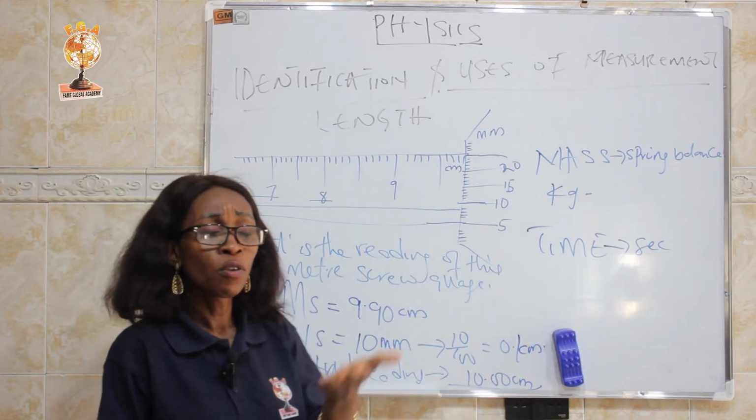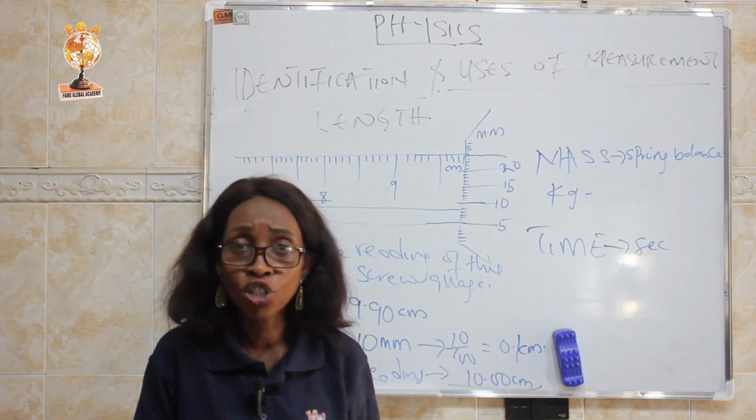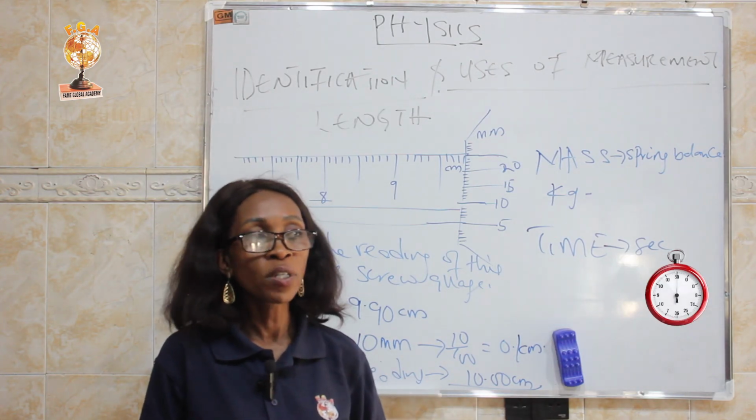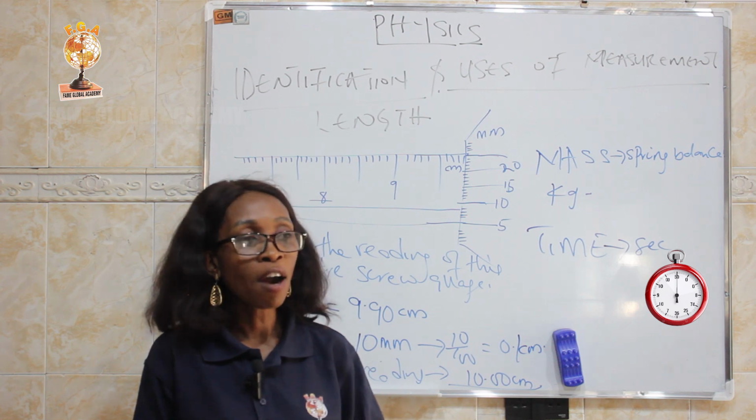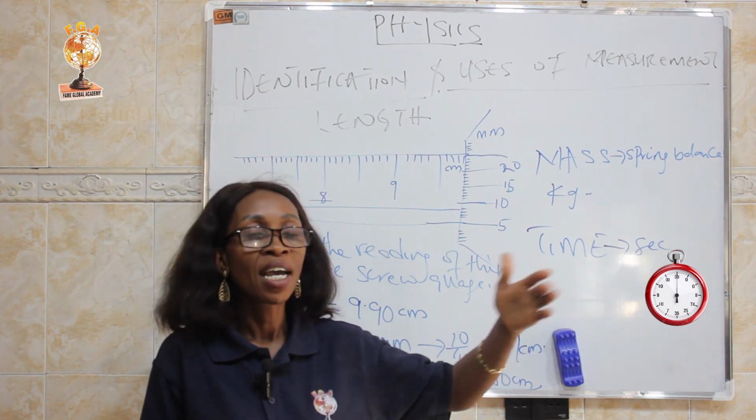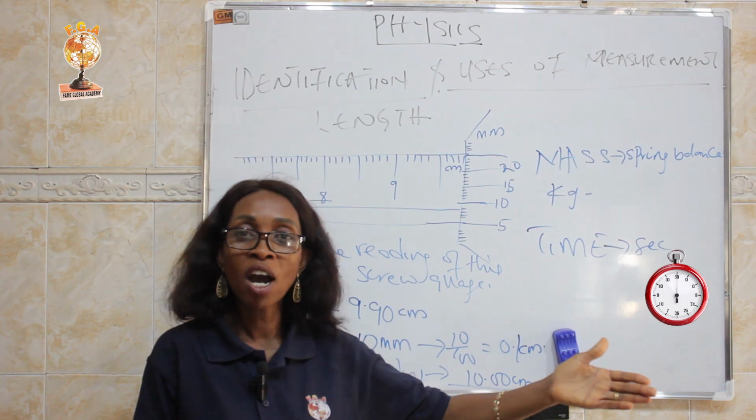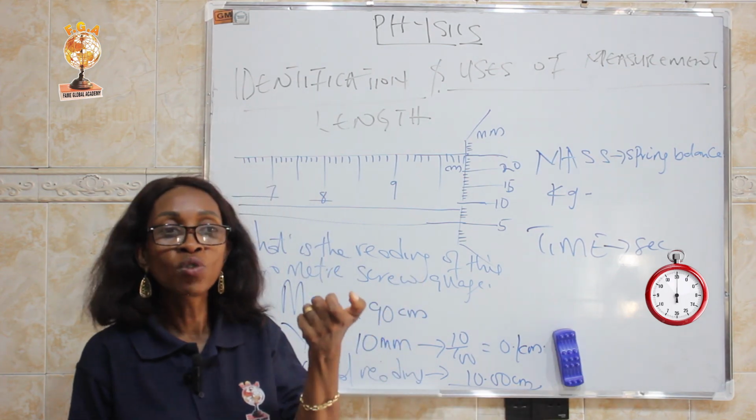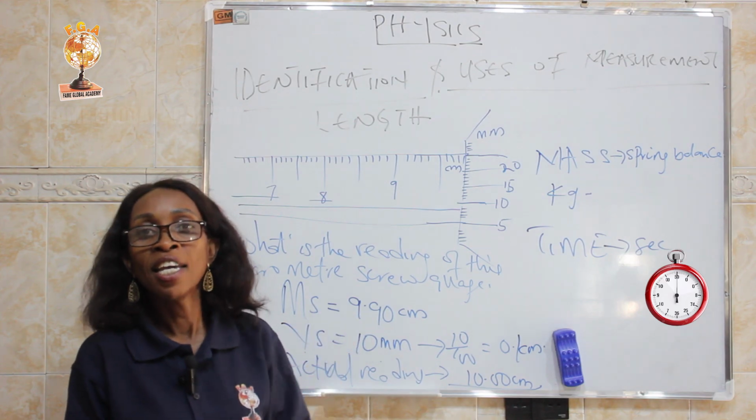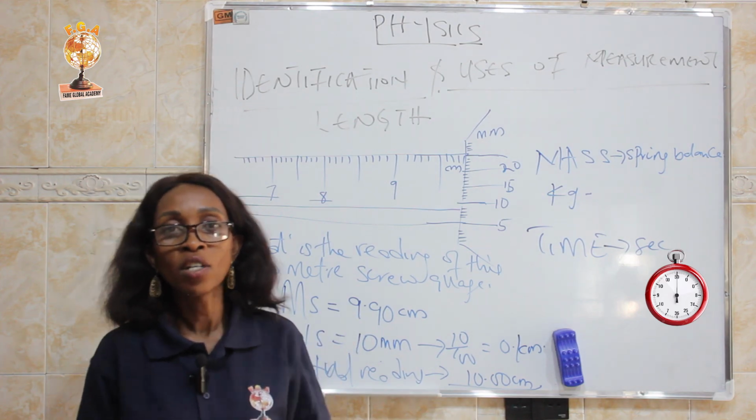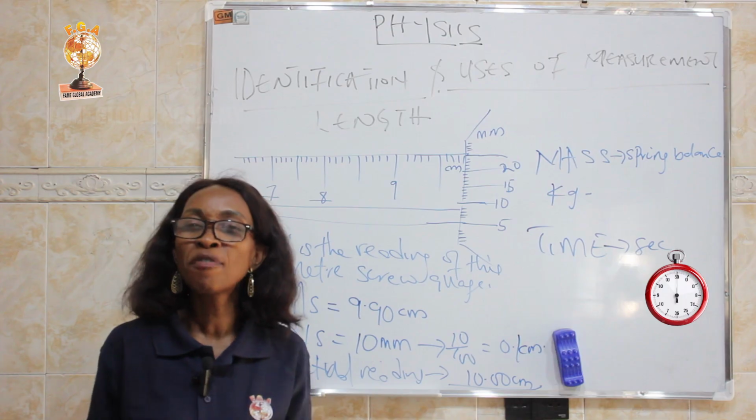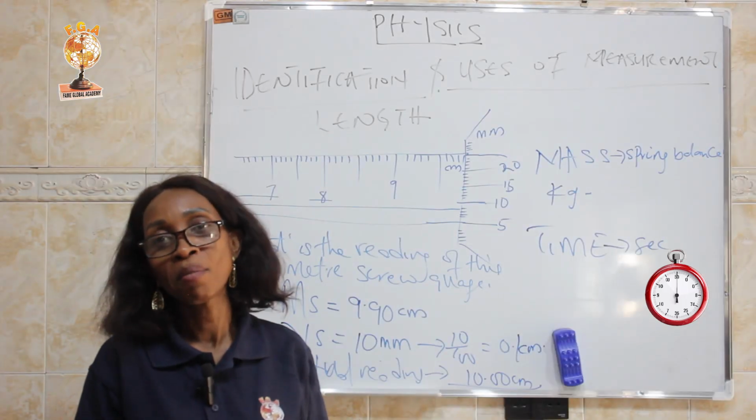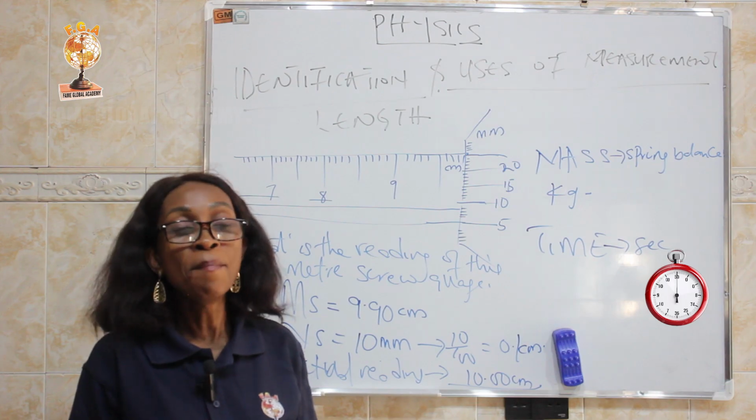Time can be measured using a stopwatch. Athletes who want to measure how fast somebody is use a stopwatch to check the timing, and you can also use your clock or your wristwatch. These are instruments for measuring time. We also use a stopwatch in the physics lab to measure time.